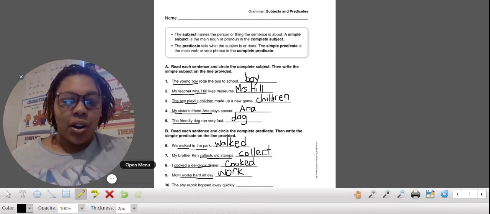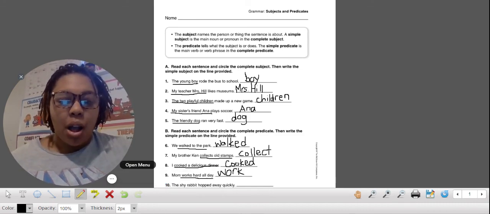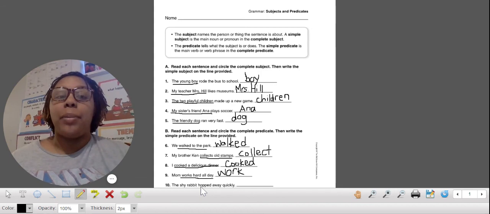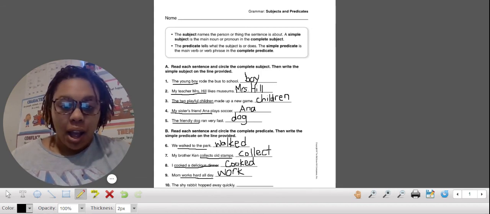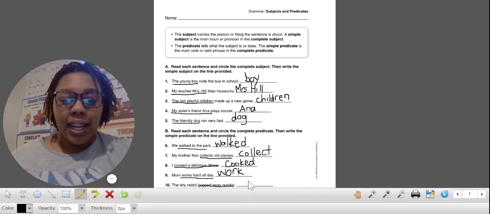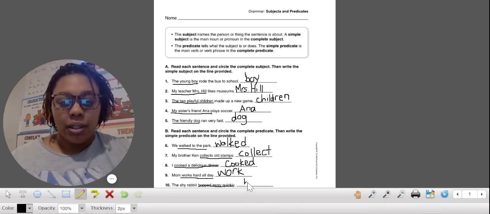Okay, let's work on number 10. The shy rabbit hopped away quickly. So, my subject is the shy rabbit. But what did the shy rabbit do? He hopped away quickly. That's my complete predicate. My simple predicate is hopped. Just the one verb that tells us what it is that the subject did. The subject hopped.